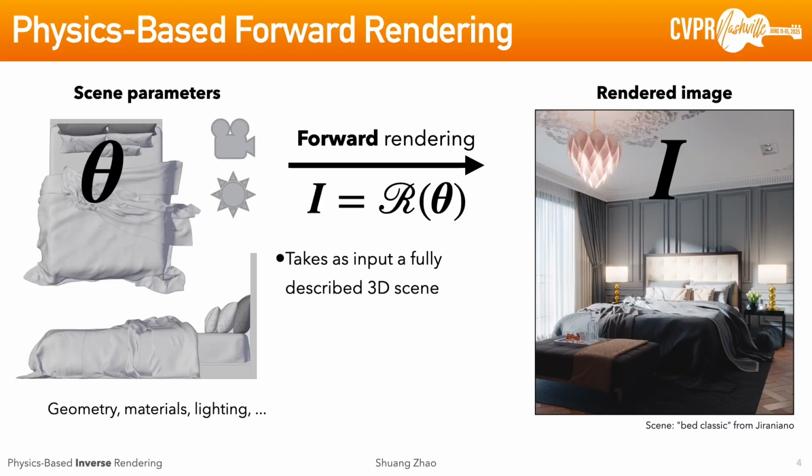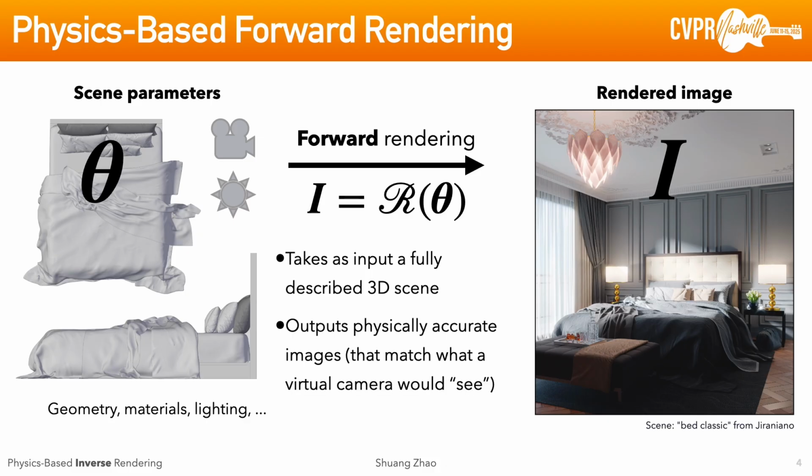So before talking about inverse rendering, I'll briefly talk about the forward rendering problem, which is a very mature topic. It has been studied in computer graphics for a long time. So the forward rendering problem takes some scene parameters, some 3D assets, and then produces an image. When we talk about physics-based forward rendering, we mean the rendered image has to properly simulate certain light transport effects so that it mimics what a visual camera would have seen.